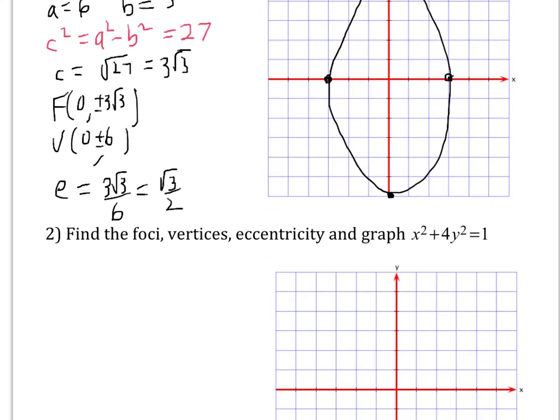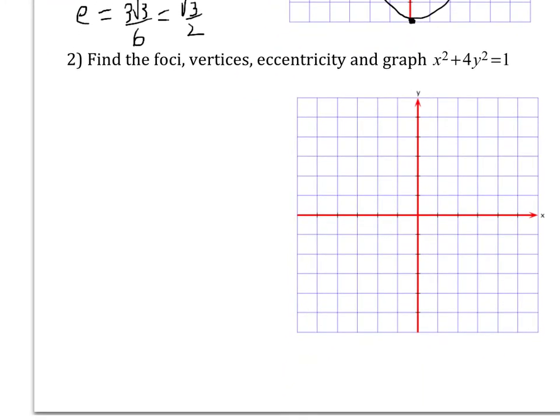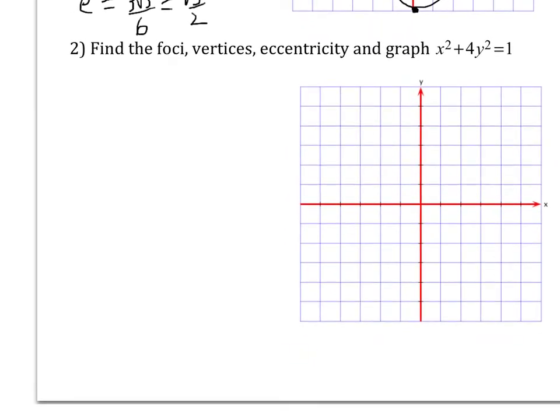Alright, let's keep on going here. How about this one? Now this one, you don't have a problem with 1 on the right side, but you do have to write in the right form. Let's take that 4 in front of the y squared and write it as y squared over 1/4.